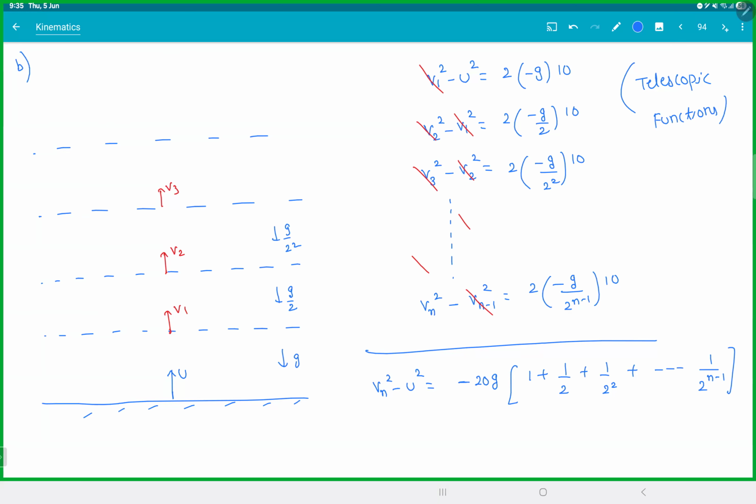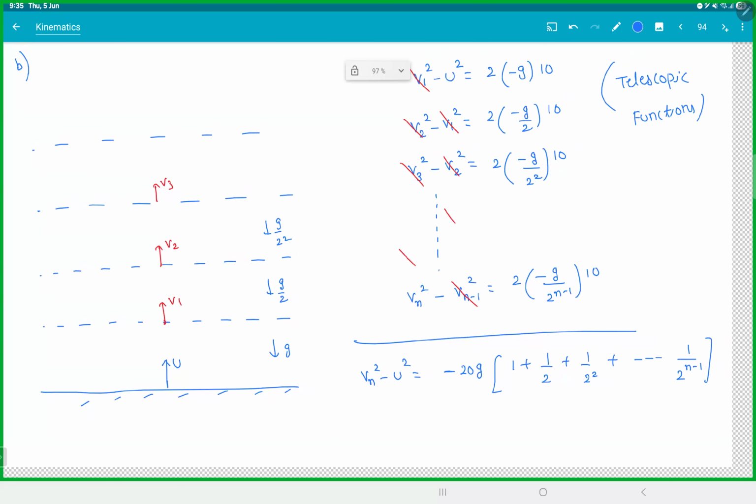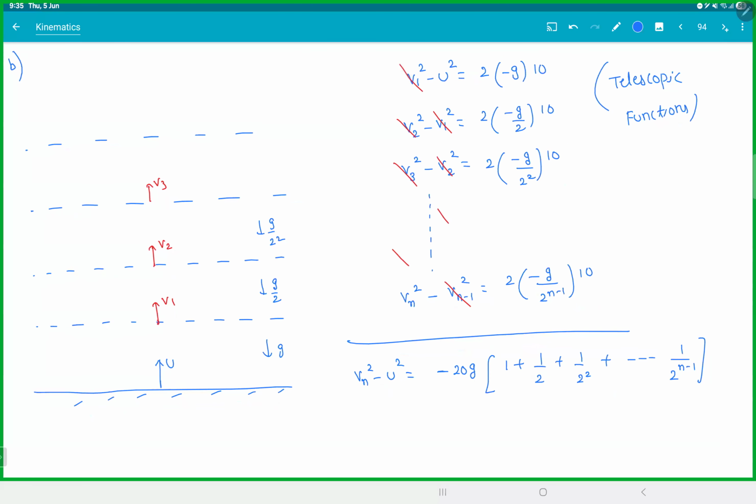Now, so this is your formula there. Now, if you say you're going till infinity, that means your nth boundary is the infinite region. Since it goes to infinity, your n value will tend to infinity. So your formula becomes v infinity square minus u square will be minus 200. Now this will become an infinite GP.